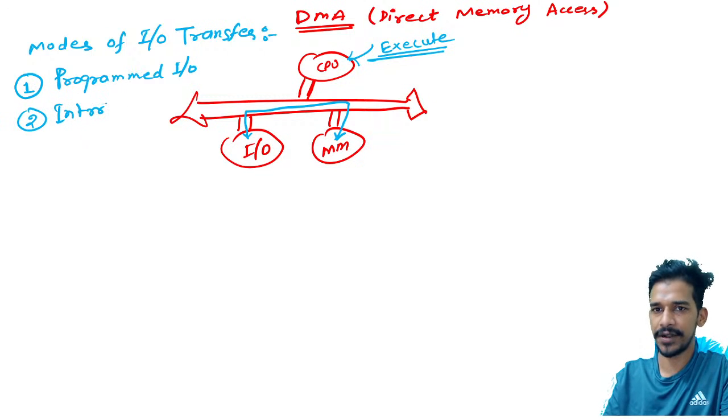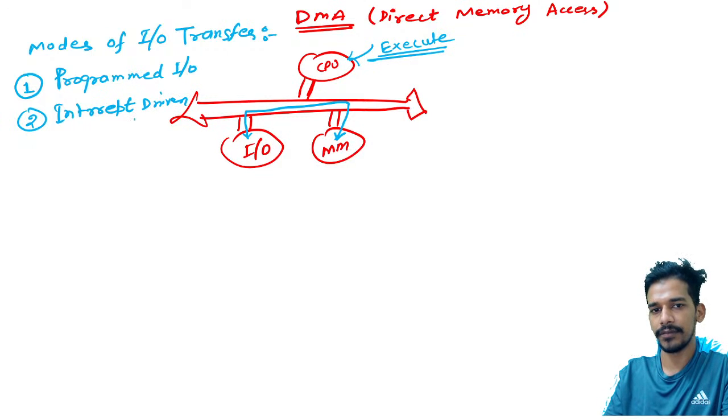because before understanding the DMA you have to understand why we are using the DMA. Interrupt driven IO. And the third one is DMA.